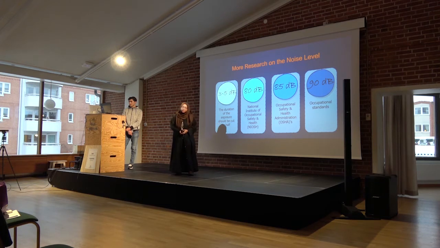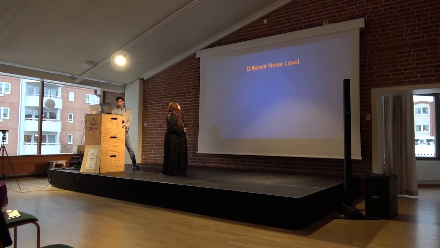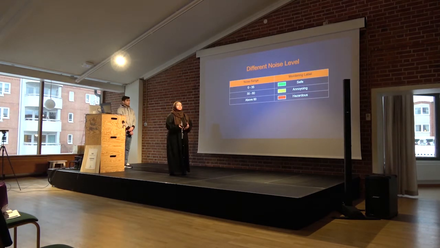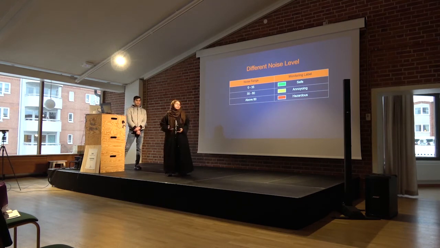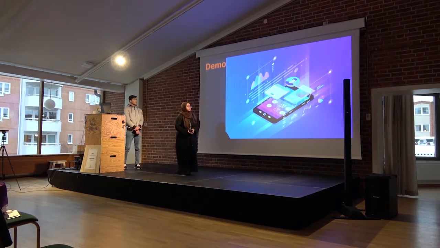And we have found another interesting piece of research that for every 3 to 5 dB increase, the duration of the exposure should be cut in half. So collecting all of this information, we have decided to set our parameters. The different noise levels are set this way because ours was aimed at children, at least our main use case was children in a daycare center. We have said that 0 to 35, we are assuming it's safe, and 35 to 60, it's annoying, but above 60, we are considering as hazardous. Now we can move on to the demo.